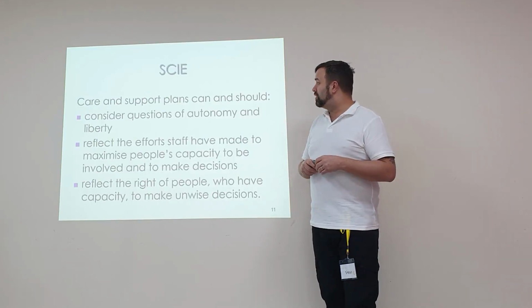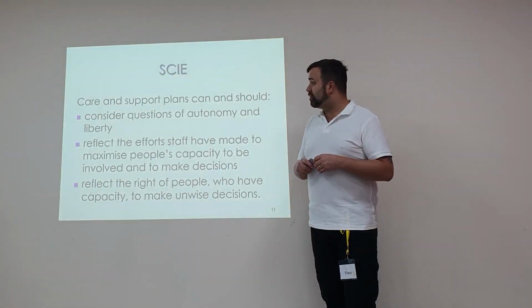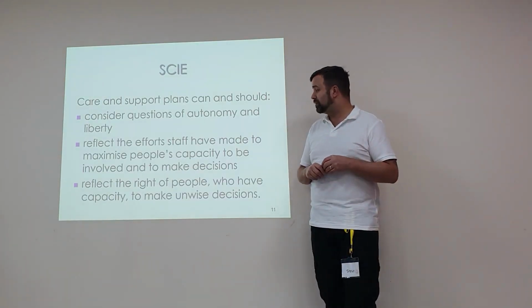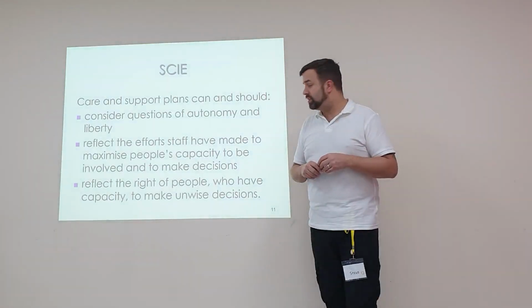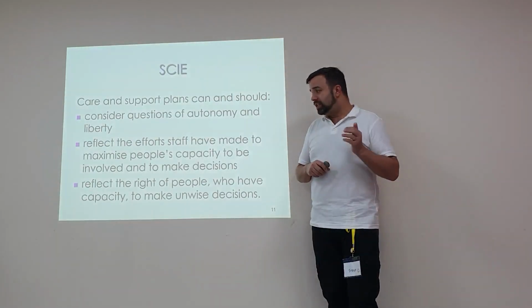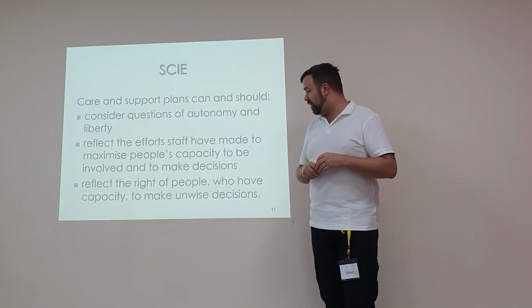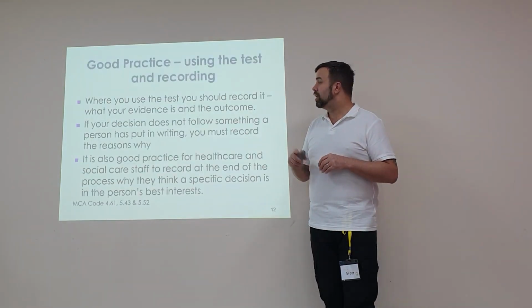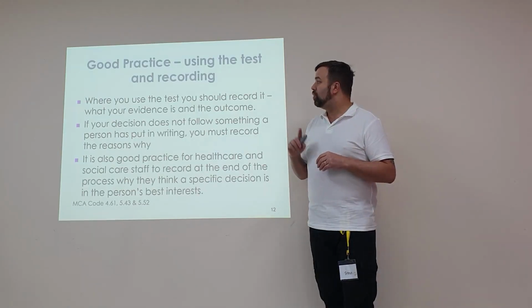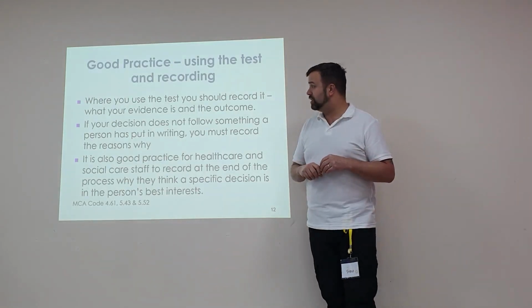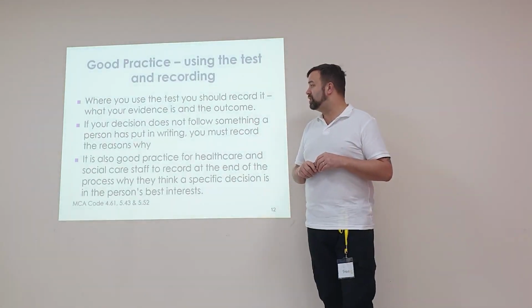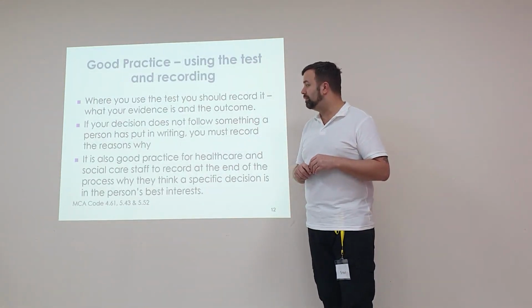Care and support plans should consider questions around autonomy and liberty. They reflect the efforts that staff have made to maximise people's capacity to be involved in the decisions they're in. It's important we reflect on the rights of people who have capacity, even to make unwise ones. Good practice is that where you use the test, you should record it as evidence. If you decide not to follow something the person has put in writing, you must record the reasons why.